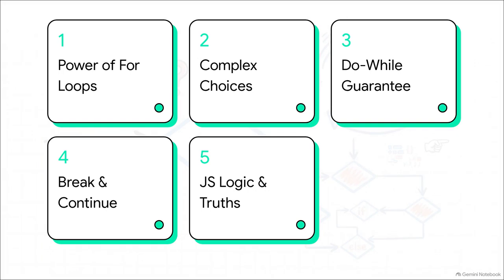All right, so let's dive right into this. Here's our roadmap for today. First up, we've got the power of for loops. Then, making complex choices. Third, the do-while guarantee. Fourth, breaking and continuing. And finally, we'll wrap up with JavaScript logic and truths. Let's level up your control.